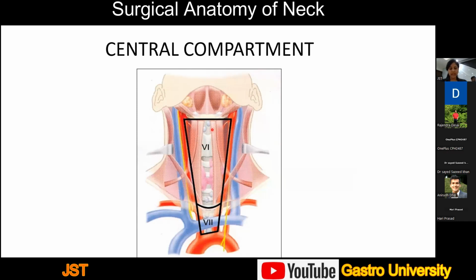So when we do a total thyroidectomy or a thyroid dissection in cases of malignancy, we address the central compartment. Even in cervical esophagus, subglottic region, apex of the piriform fossa, the central compartment is addressed. The 7th is the superior mediastinal group of lymph nodes.